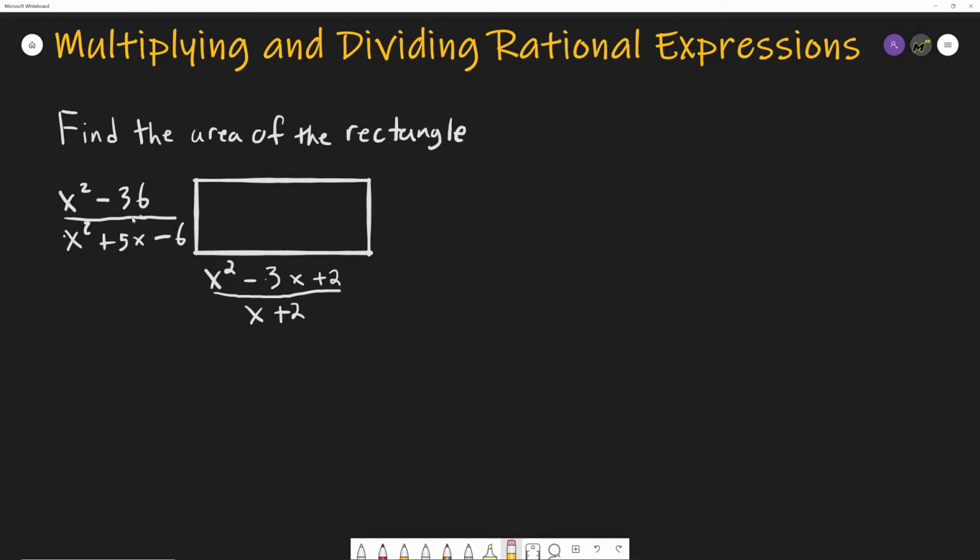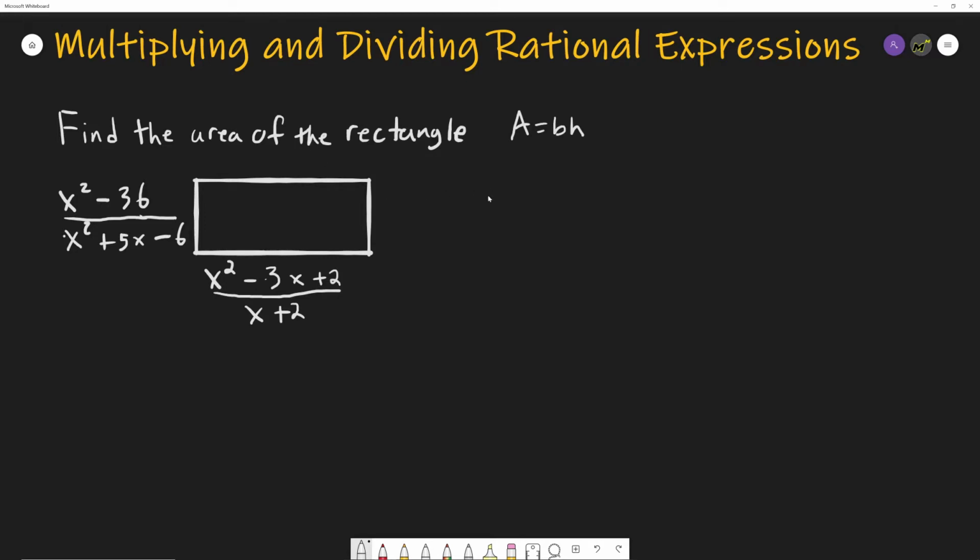We have a base of (x² − 36)/(x² + 5x − 6), and the length would be (x² − 3x + 2)/(x + 2). Okay, not a friendly rectangle whatsoever. But we do know the area of a rectangle would be base times height. So the area, base times height, length times width, either one. And so, let's take these expressions and plug them into that formula.